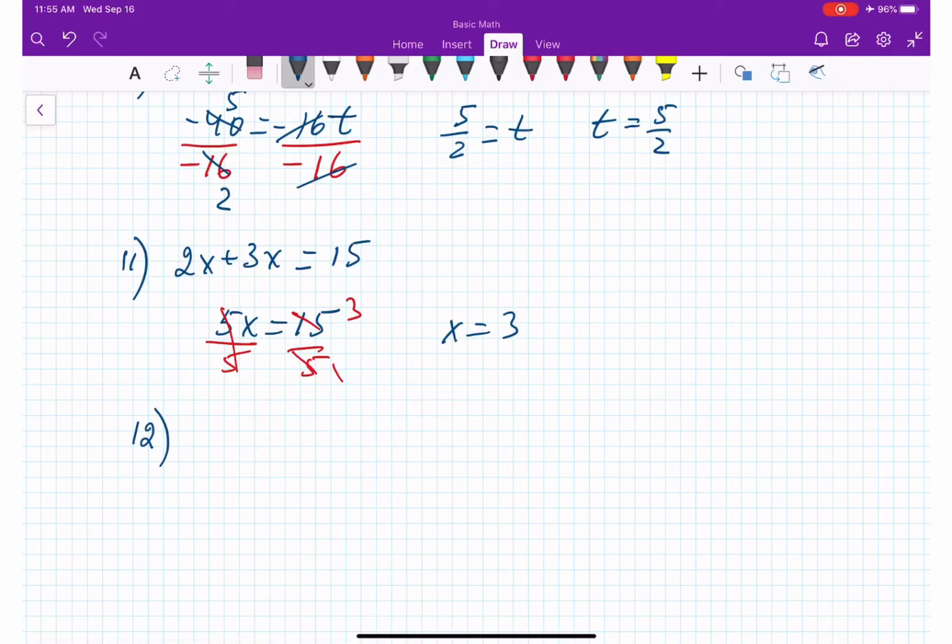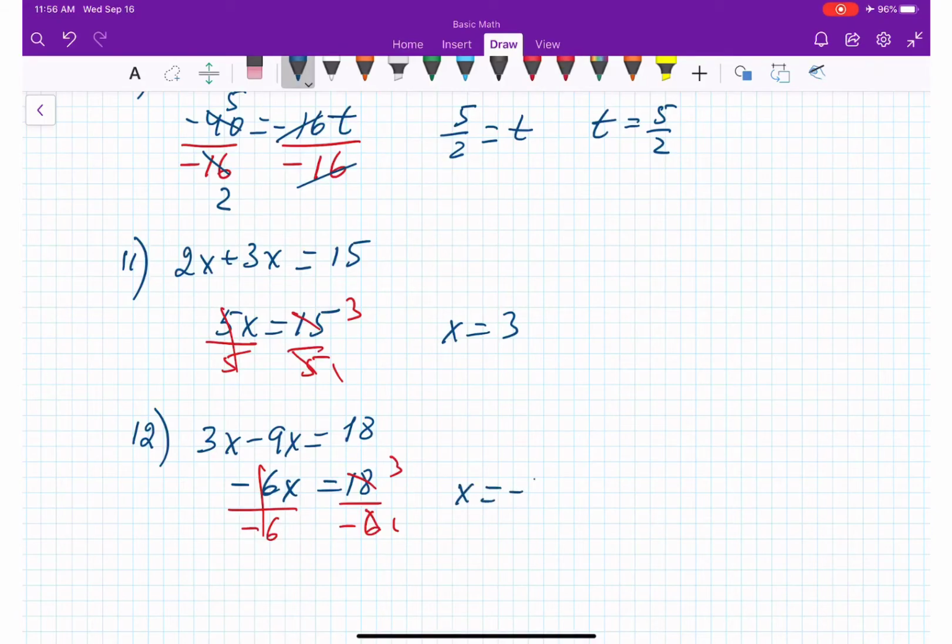Number 12. 3x minus 9x is equal 18. 3x minus 9x, it's going to be negative 6x. Now we divide both of them by negative 6, the coefficient of the variable. And what do we get? This is gone. 18 divided by 6 is 3. And the answer we get, x is equal negative 3.